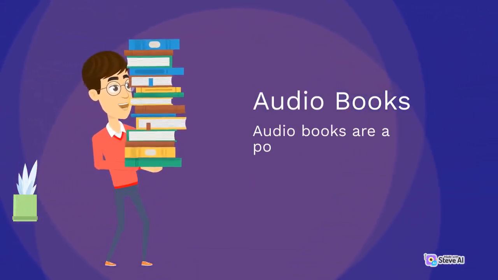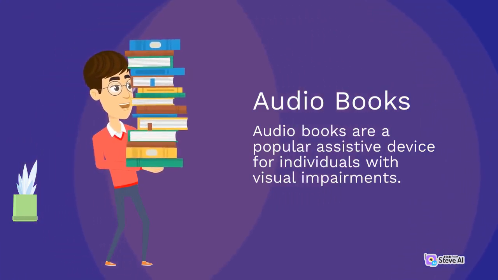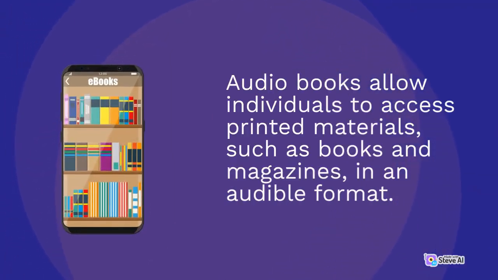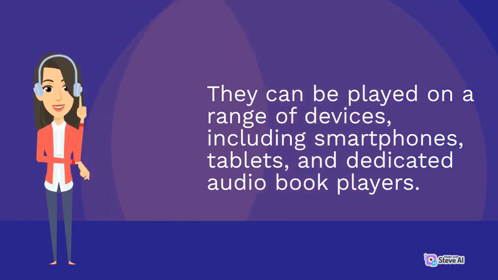Audiobooks. Audiobooks are a popular assistive device for individuals with visual impairments. Audiobooks allow individuals to access printed materials, such as books and magazines, in an audible format. They can be played on a range of devices, including smartphones, tablets, and dedicated audiobook players.